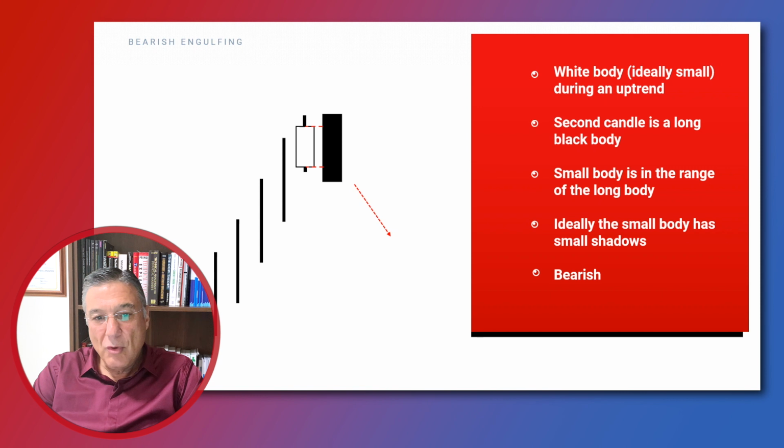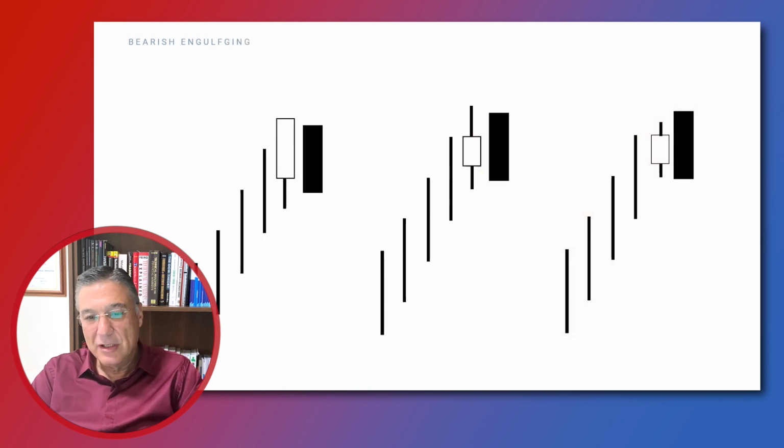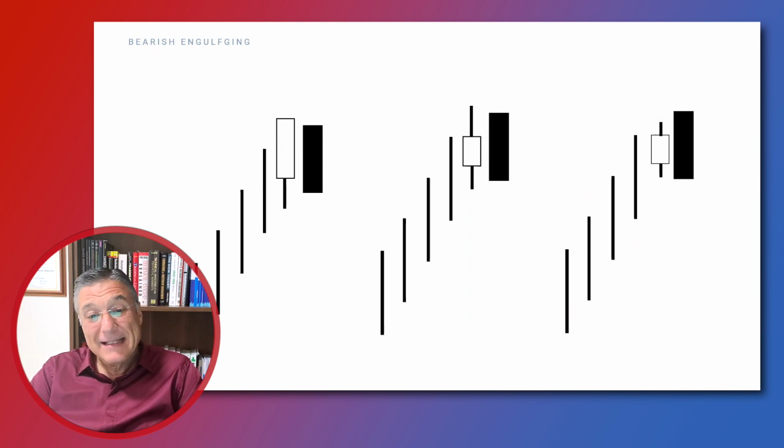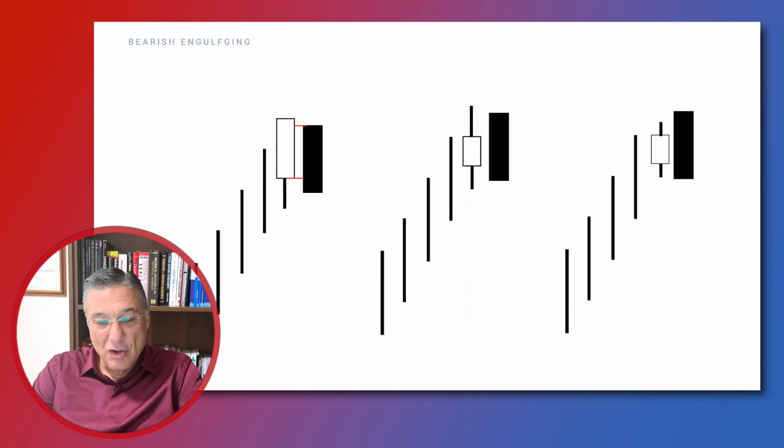Let me show you a couple of scenarios here so we can truly understand and comprehend the specs of this reversal pattern. In the first case, the white candlestick doesn't have a small white body. It rather has a long white body, and also it extends above the black body. So the first scenario is not valid, and as such is not correct.